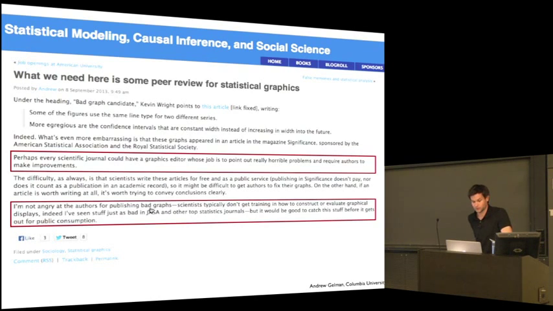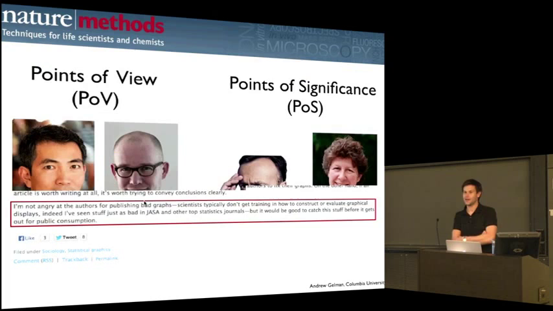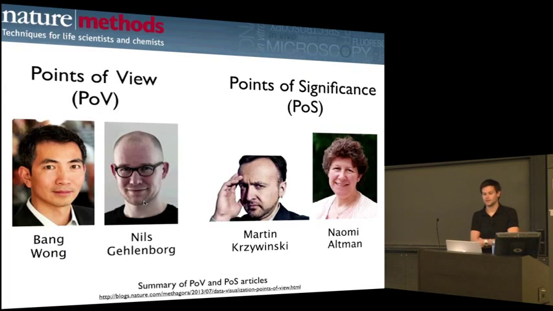And that's of course true. You can't really blame them. Indeed, I've seen stuff just as bad in JASA and other top statistics journals. But it would be good to catch this stuff before it gets out for public consumption. So adding editors to the journals would be one way to actually address this problem. Another way would be to educate scientists, and also people in industry.